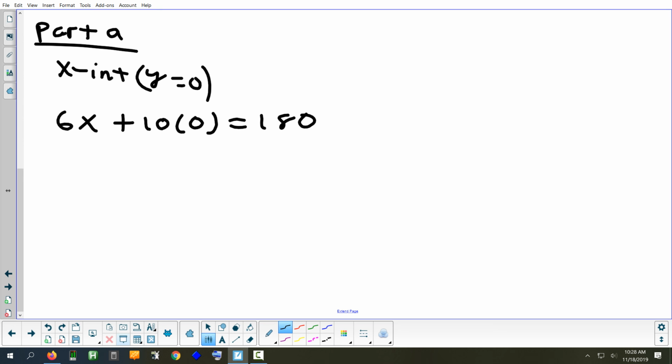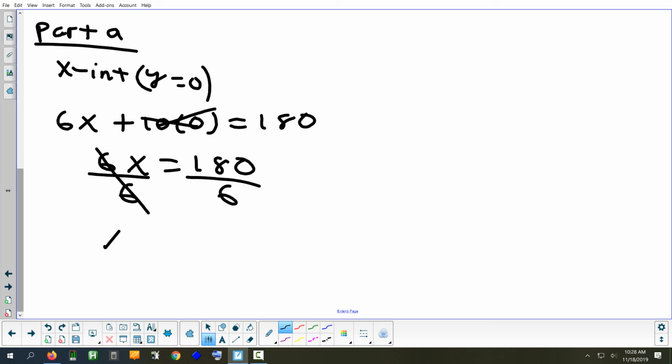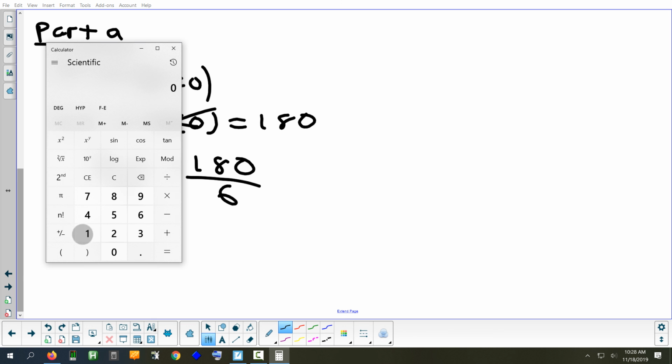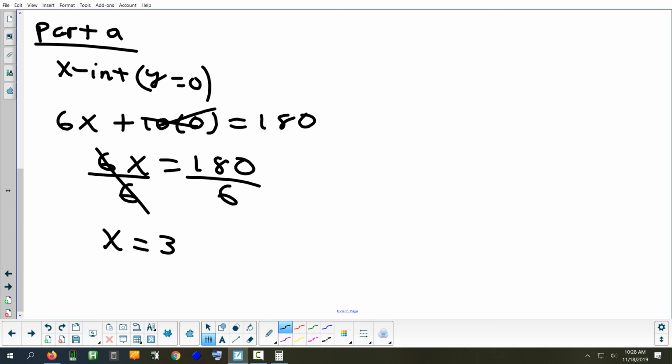Mackenzie, when I do 10 times 0, what do I get? It cancels out. 6x equals 180. And how about, Tristan, how do I get x by itself? Dividing by 6. Perfect. Divide by 6. Let's check that. Yeah, it's going to come out to 30. It's like 18 divided by 6 is 3, but just add a 0. So 30. Okay. So x equals 30.